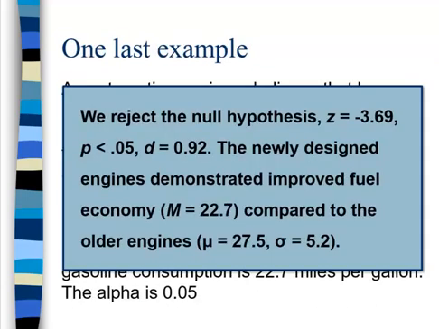So we reject the null hypothesis. We report the result of our Z statistic, p being less than our alpha because we rejected the null, so p less than 0.05. Because we rejected the null, it's appropriate that we report our effect size, which was 0.92. And we want to state something about how our sample differs from our population. So the newly designed engines demonstrate improved fuel economy, there's the mean, compared to the older engines. And there's the population mean and population standard deviation.